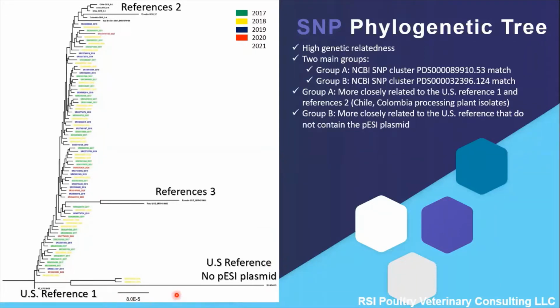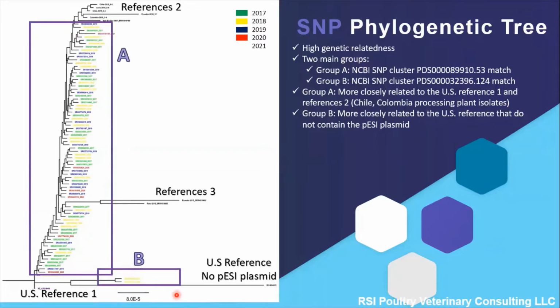What we determined was that all the isolates from comminuted chicken were highly related at the genetic level, and they cluster in 2 phylogenetic groups, Group A and Group B. And these 2 groups match the SNP clusters reported by the FSIS for these samples. Group A was more closely related to the US 2015 reference, and Group B was more closely related to the reference without the plasmid of the emergent Salmonella Infantis clone.